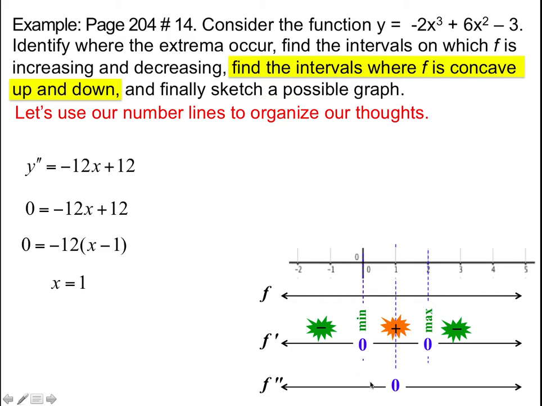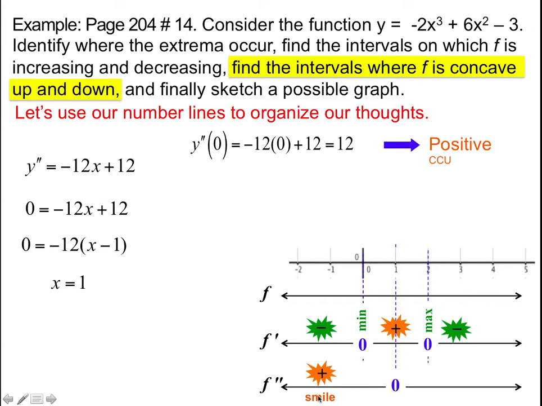All right, so let's test over here. Hopefully I chose 0 to test. I did. So we're going to plug 0 into our second derivative. Negative 12 times 0 plus 12. So this is 0. Watch your math there. That's 0 plus 12, that's 12. It's a positive value when we're right here. So that means I'm concave up right here. So I have a smile.